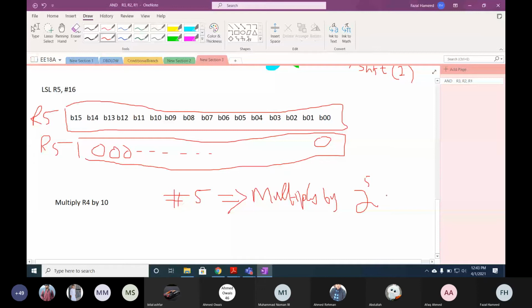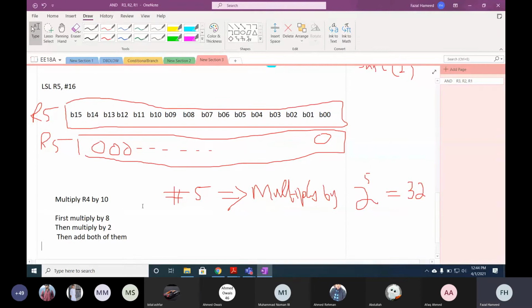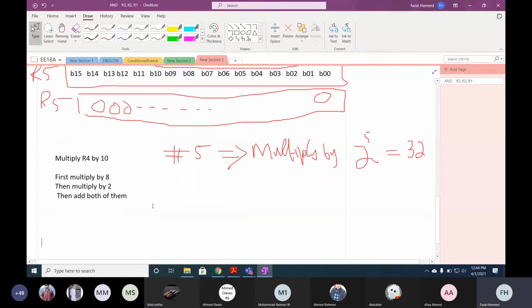Sir, then we will have to do it in parts. Yes, you are right, very good, your approach is right. We can do it like this: first multiply by 8, then multiply by 2, and then add both of them. Am I right or not? Right, sir. Can we do it like this?